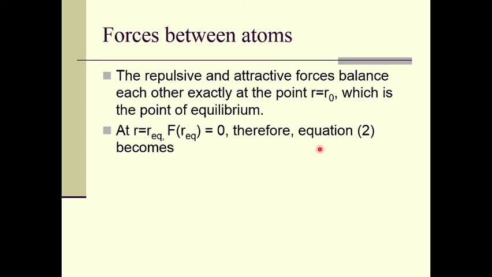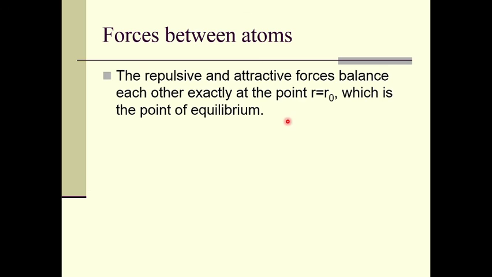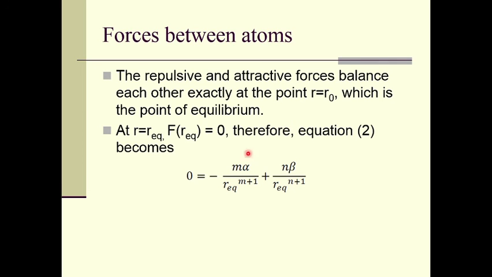At this point we have f equilibrium equal to 0, right, and therefore equation 2, that means the above equation, will become, since the force is equal to 0 at r equal to r equilibrium, we can put r equal to r equilibrium here and f of r equal to 0. Then we can write this equation as 0 is equal to minus m alpha upon r equilibrium raised to m plus 1 plus n beta upon r equilibrium raised to n plus 1, right. Let us call it equation number 3.